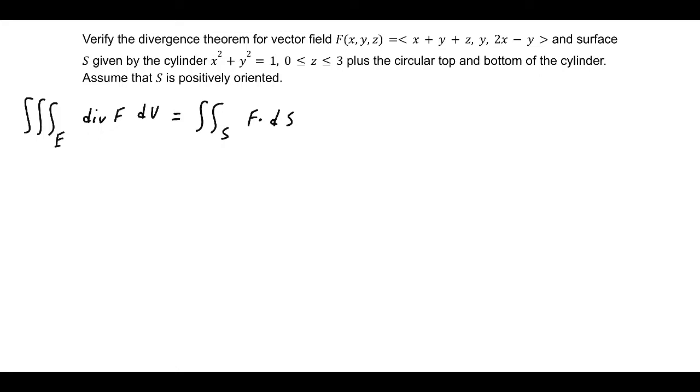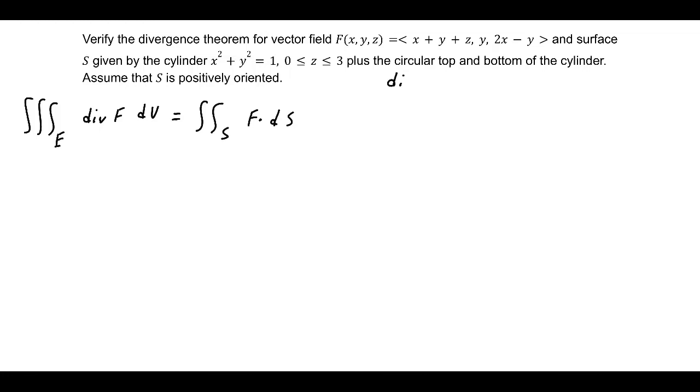The divergence theorem states that if S is a surface that encloses a solid E, then the triple integral over E of the divergence of F is equal to the double integral over S of F dot dS. So, in order to verify this, we're going to calculate both integrals separately and compare the results. Let's begin with the triple integral over E of the divergence of F.